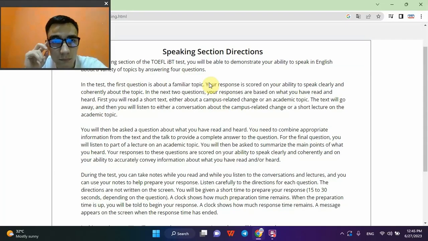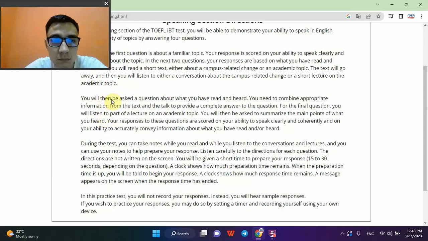In the next 2 questions, your responses are based on what you have read and heard. First, you will read a short text, either about a campus-related change or an academic topic. The text will go away, and then you will listen to either a conversation about the campus-related change or a short lecture on the academic topic. You will then be asked a question about what you have read and heard. You need to combine appropriate information from the text and the talk to provide a complete answer to the question.